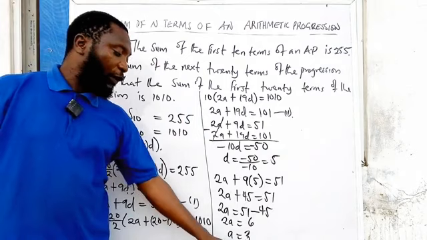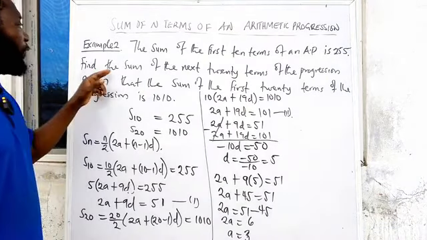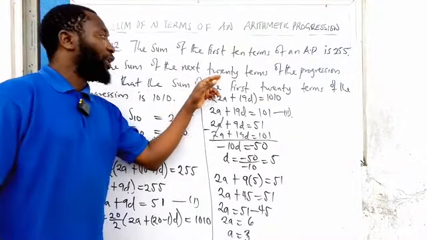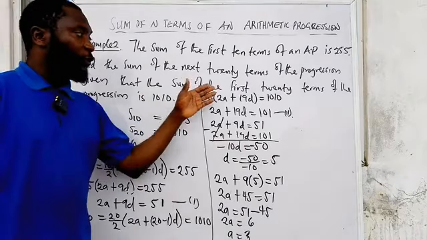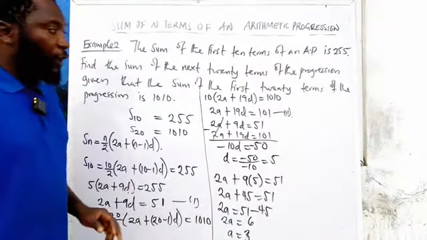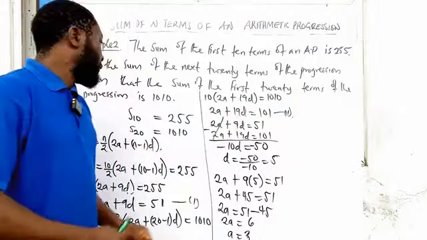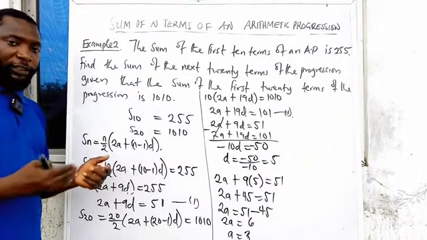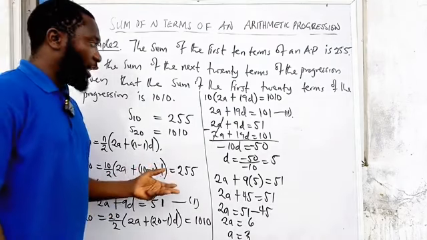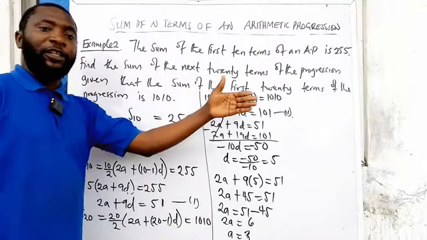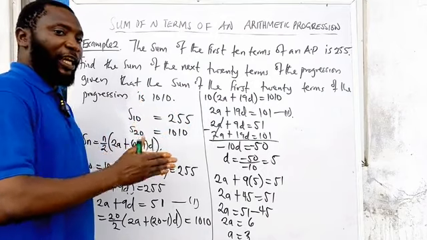Now, we know the value of a, we know the value of d. But the question says, find the sum of the next 20 terms of the progression, given that the first 10 terms sum is this. Now we know the first term, we know the common difference. So what's next is to determine the sum of the next 20 terms. So we know the sum of the first 10. Now we generate the sum of the next 20.